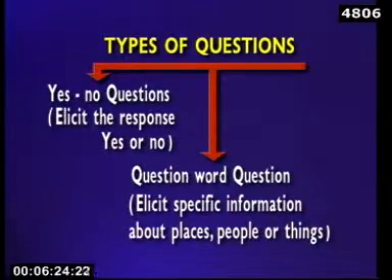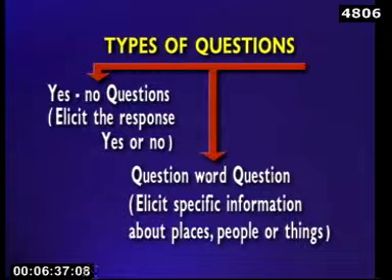Did you notice something? To all these questions, you could give a one-word answer, either yes or no. Such questions are called yes-no questions. There are two types of questions in English, the yes-no questions and question-word questions. The yes-no questions are intended to elicit the response yes or no. The question-word questions are intended to elicit specific information about place, people or things.